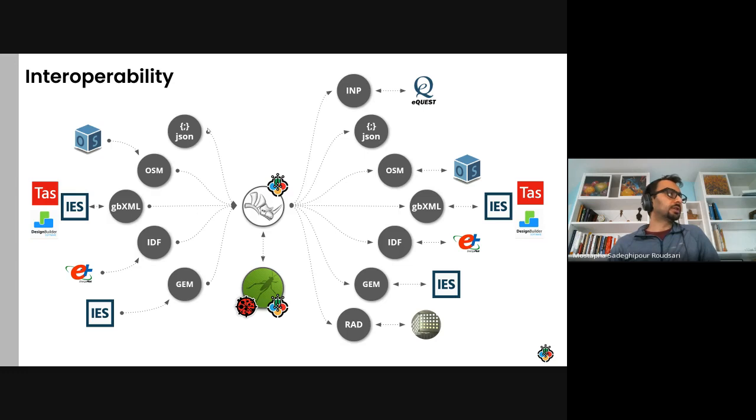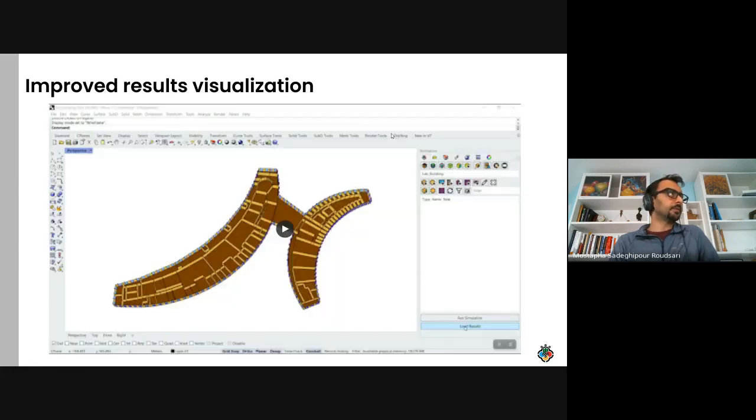So now you can import, as you can see on this side, from OSM, GBXML, IDF, and GEM. And you can export to INP, HPJSON, OSM, GBXML, IDF, GEM, and RAT files. And from HPJSON, actually, you can do VTK too if you want to do result visualization and all those.